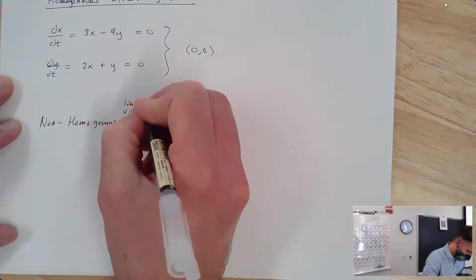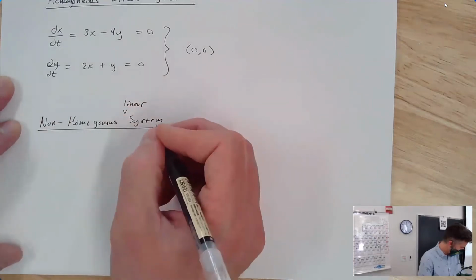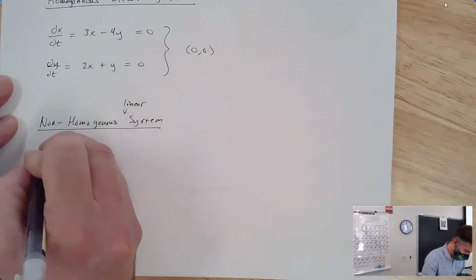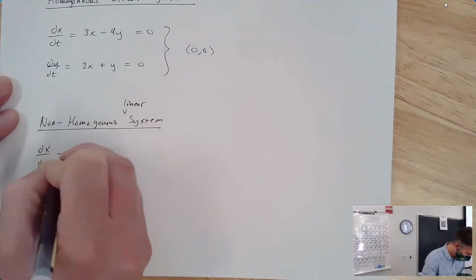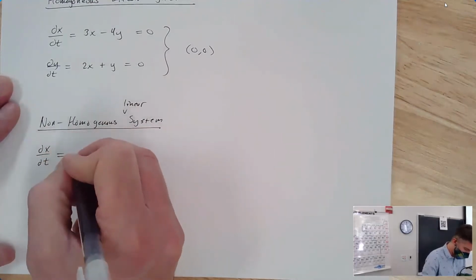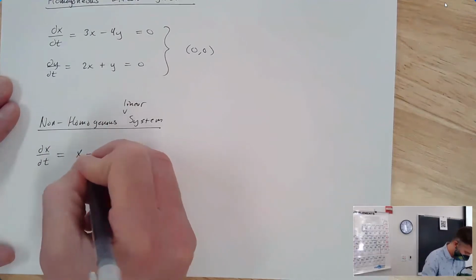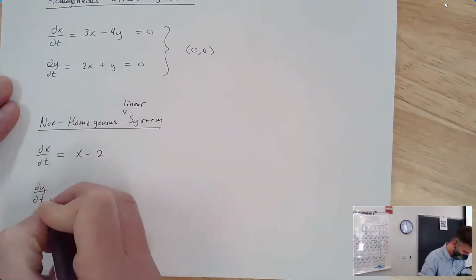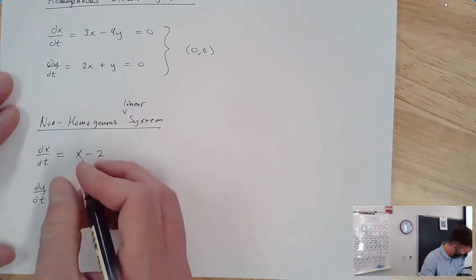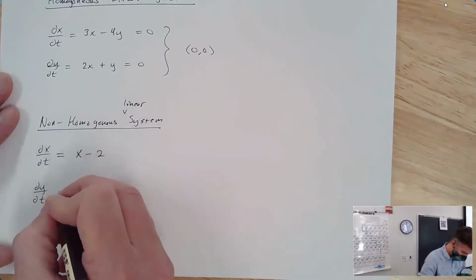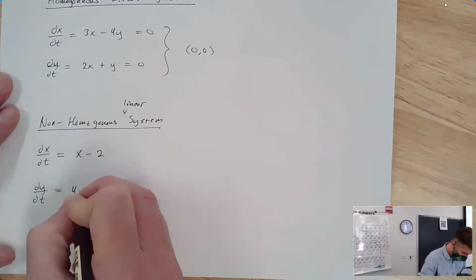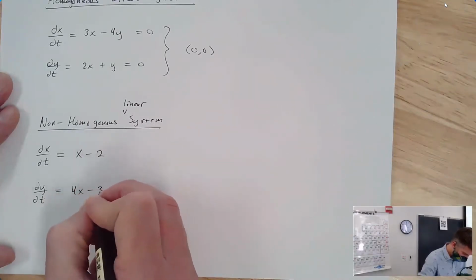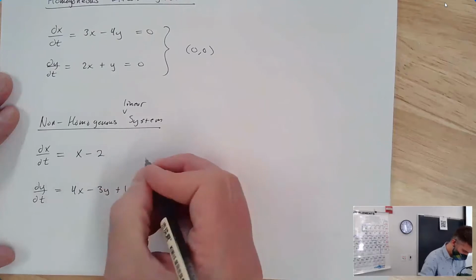Again, I know last quarter I was looking at this. Tim Lewis, who was teaching it, definitely focused on this a lot. I don't think Rademacher typically does. So here's a non-homogeneous system. dx/dt equal to x minus 2, dy/dt equal to 4x minus 3y plus 1.